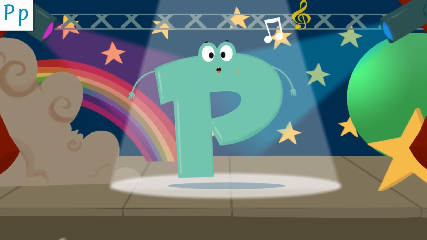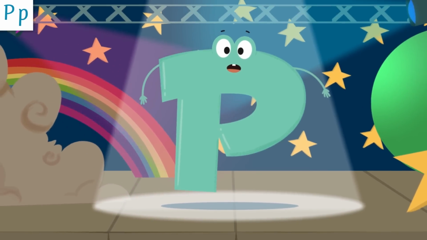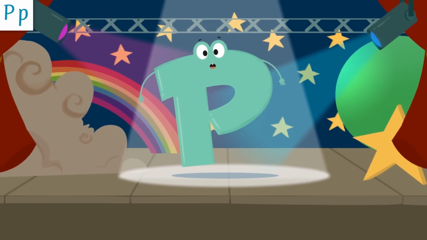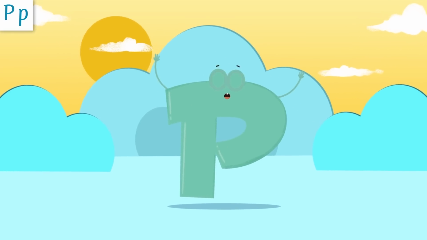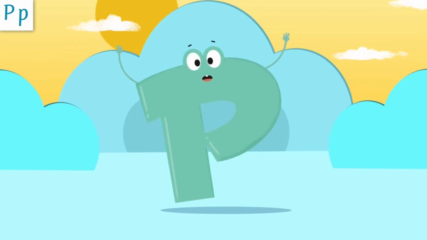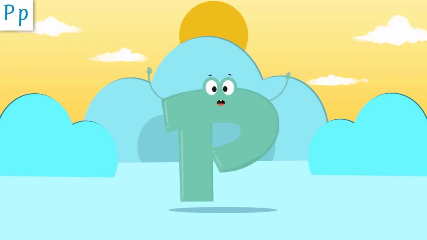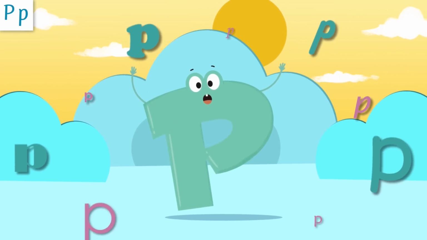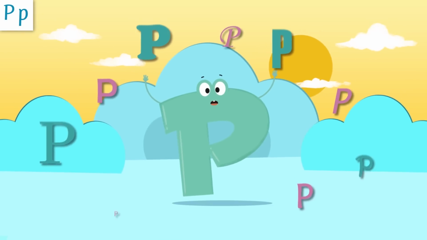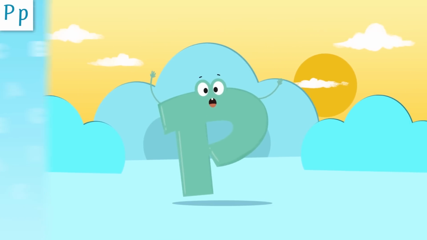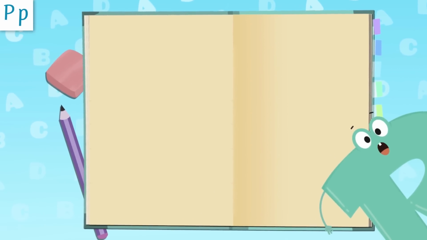Ba, ba, ba, ba, ba. I'm P! I have a perfect pitch, don't you think? First, you need to get my sound right. It's like this. Ba-ba-ba-ba-ba-ba. Louder! Perfect! Now, let's get back to the writing part.